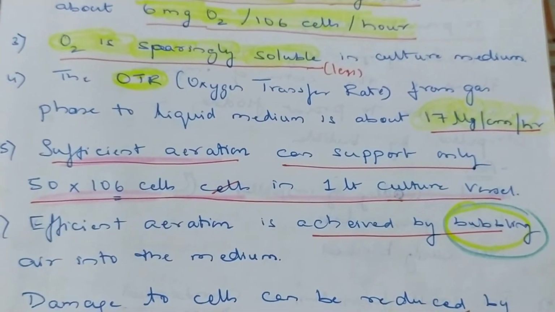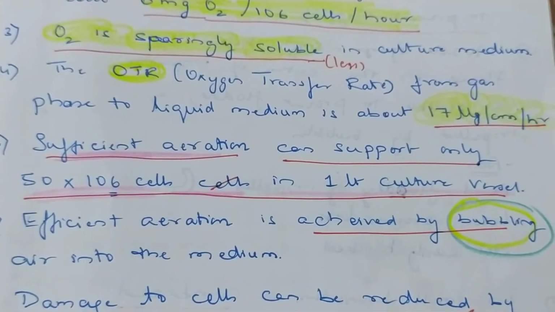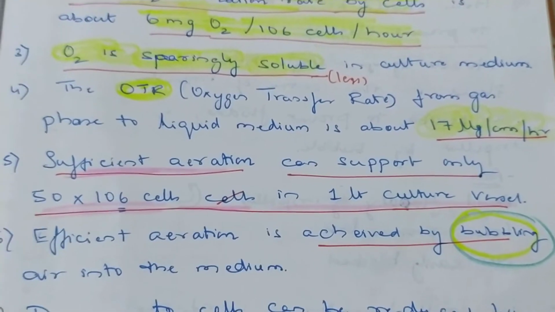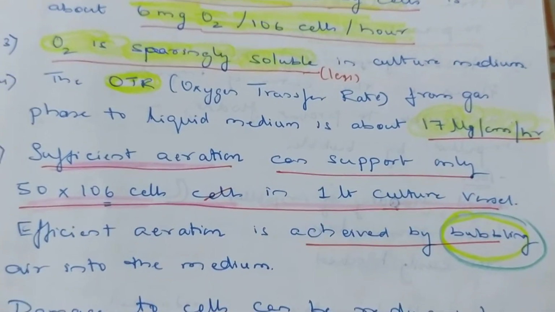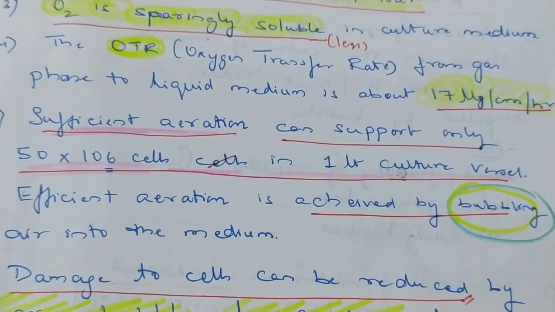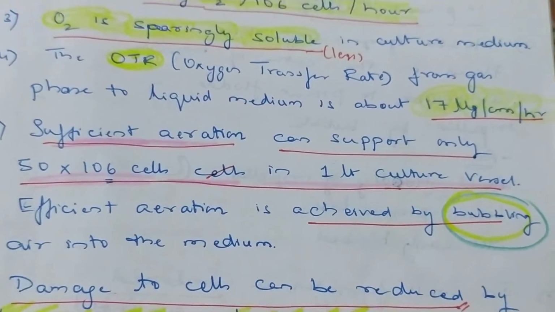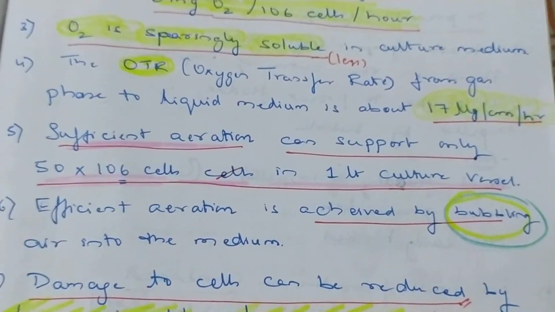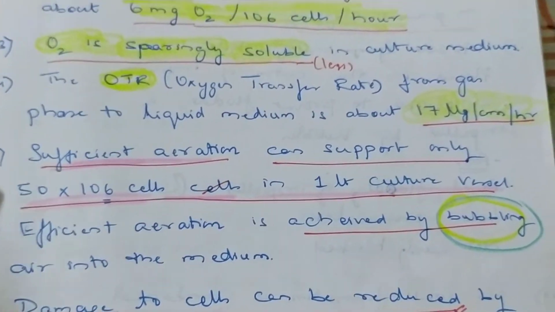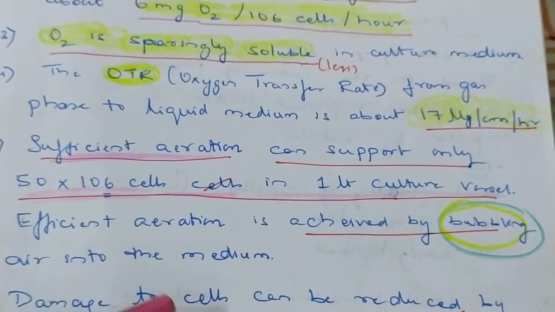How much oxygen is going to diffuse into the medium is less. How much it is going to use is again going to be less because it has to divide. It will take its own time, by the time the oxygen transfer rate will balance with the cell division rate. Please, with that context, you understand it. Sufficient aeration can support only 50 into 10^6 cells in a 1 liter culture flask.